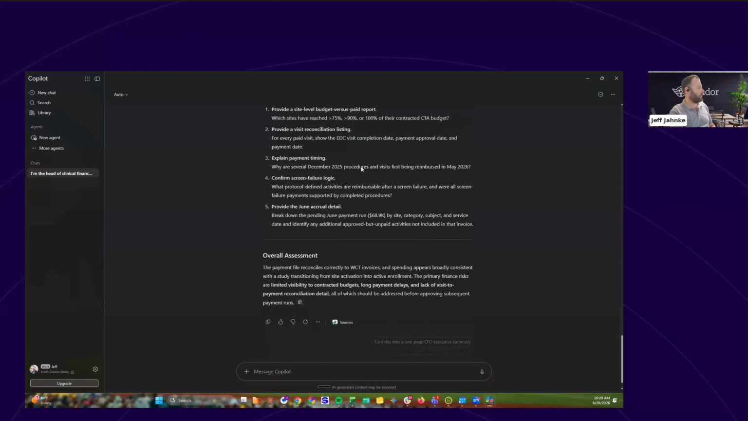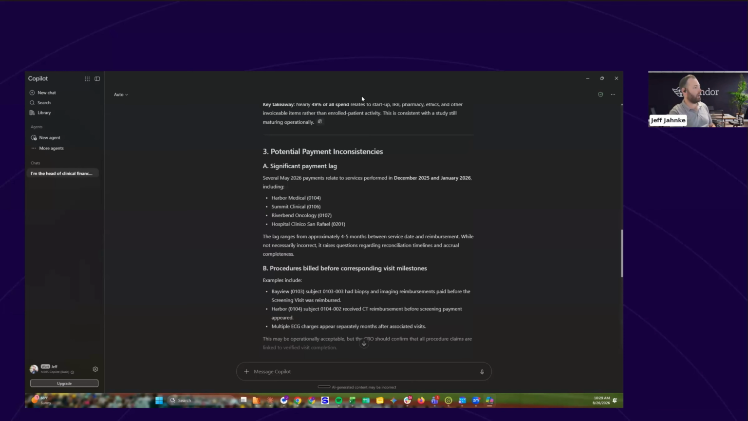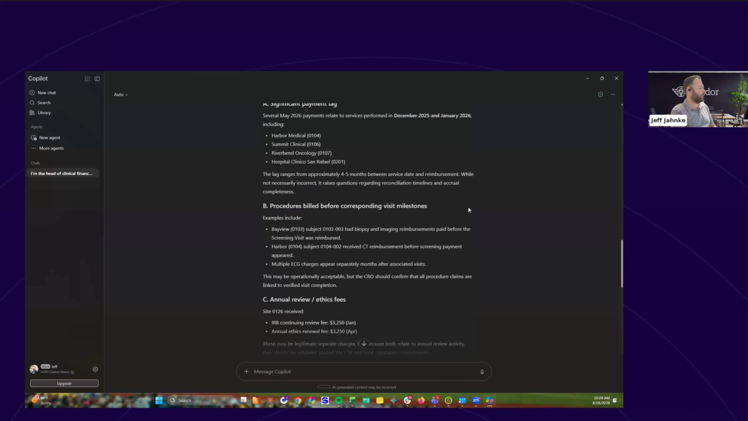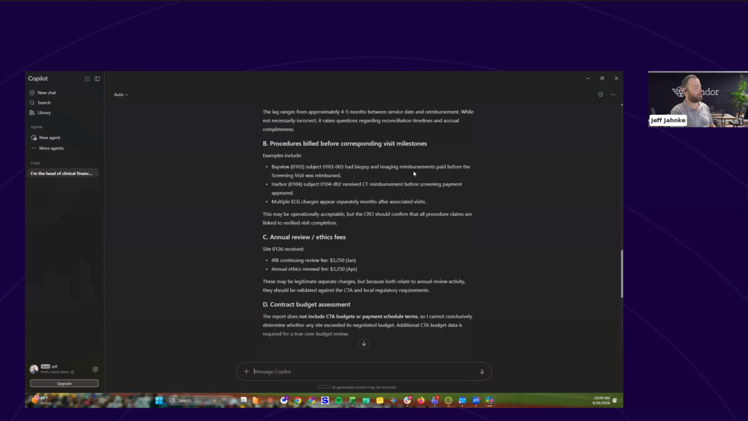The other thing, though, is if you were to run this again, you'd likely get the same numbers, but the type of analysis might vary a little bit. That's also something to be cautious of. And some of these conclusions that it's drawing that it seems pretty definitive about may or may not actually be issues because it doesn't have the full picture.